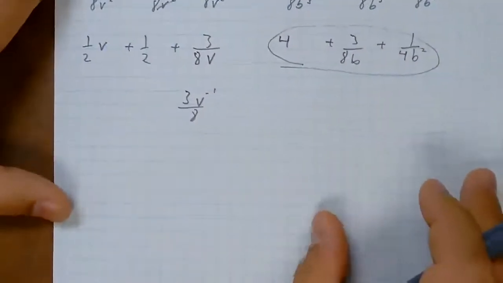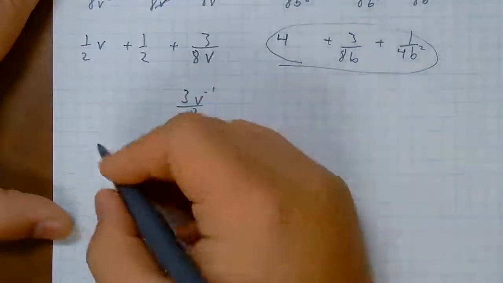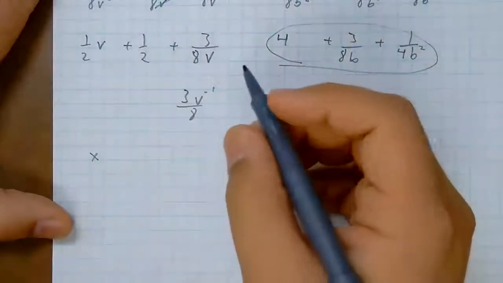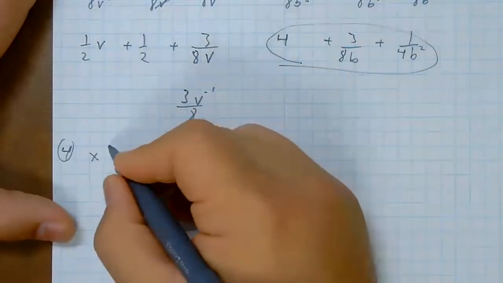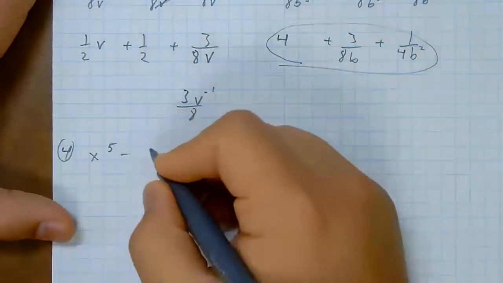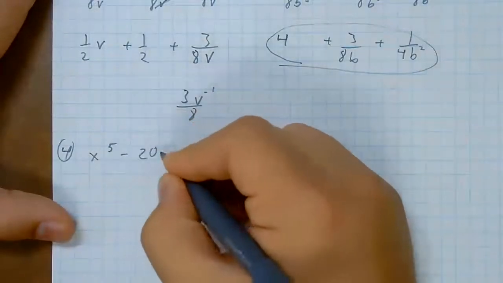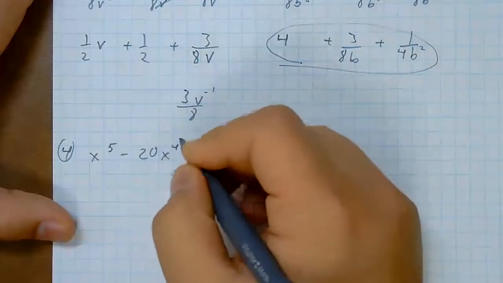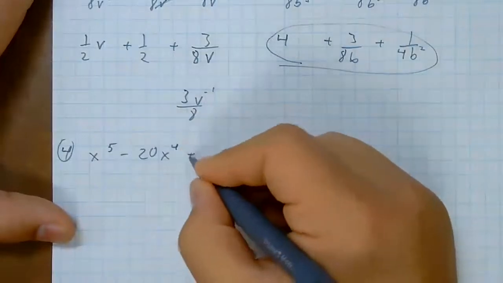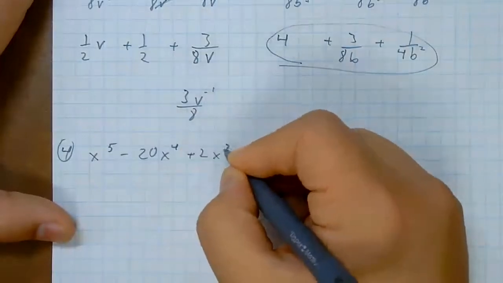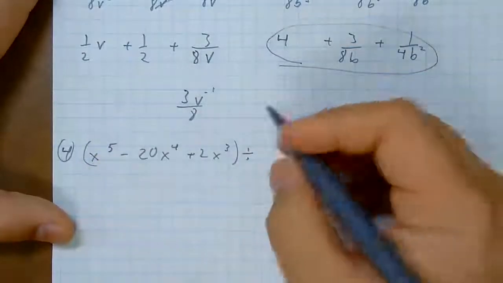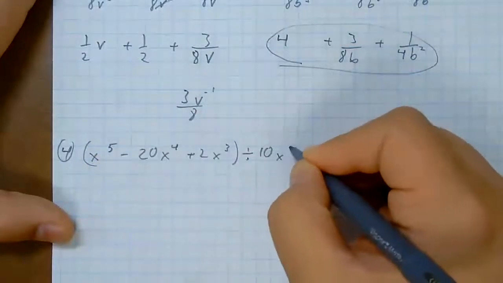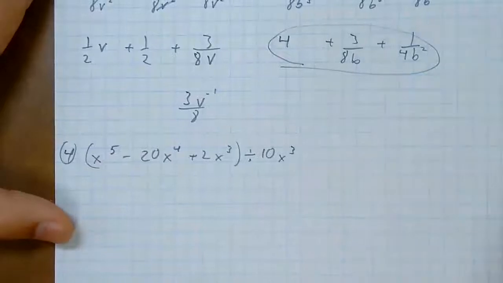I want you to try this last one on your own. Here we have x to the 5th minus 20x to the 4th plus 2x cubed, divided by 10x cubed.